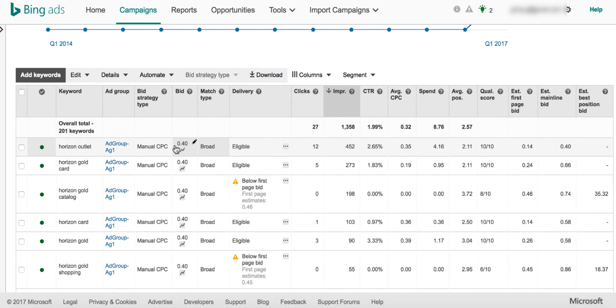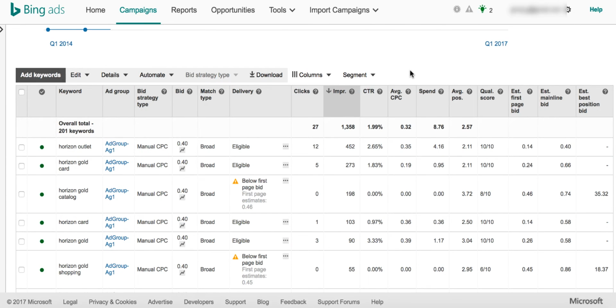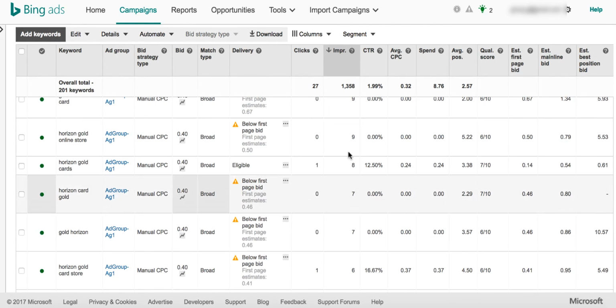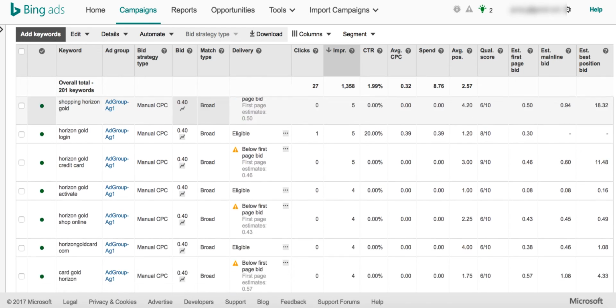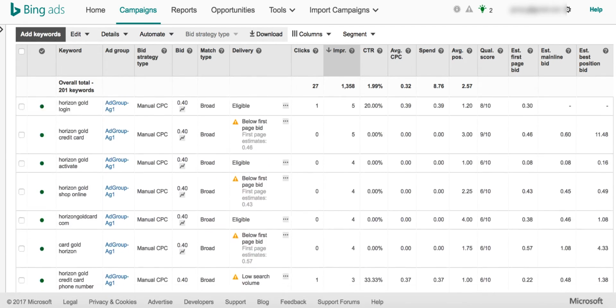And if you see here, we have set the bid at 0.40, and we have actually spent only 0.35 for this particular keyword when it got a click. So these keywords are really working well. If you click on impressions and sort from top to bottom, we have a very good number of keywords that are actually working for us. So our ad is being displayed for these many keywords. That's a good sign.